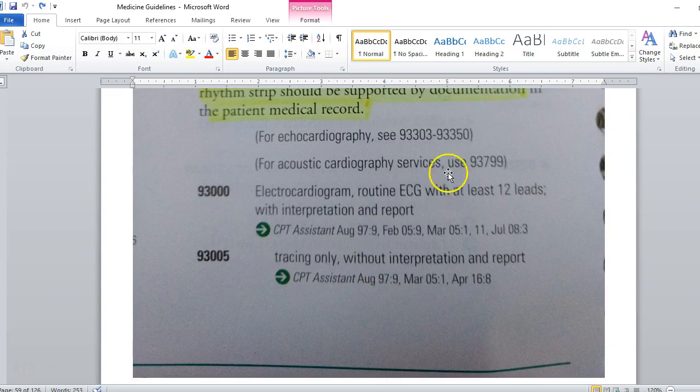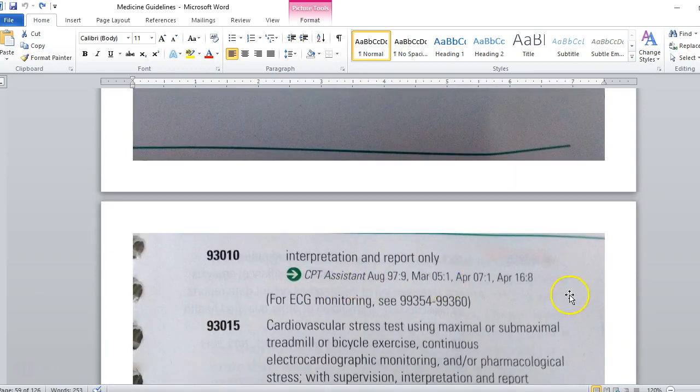Now, again, most of the time we are going to be coding 93000. Most common in the office, the medical assistant or nurse, possibly the doctor, will take the electrocardiogram, and then the doctor will read and write the report. But again, we can do the tracing only, and then we can do just the interpretation only.